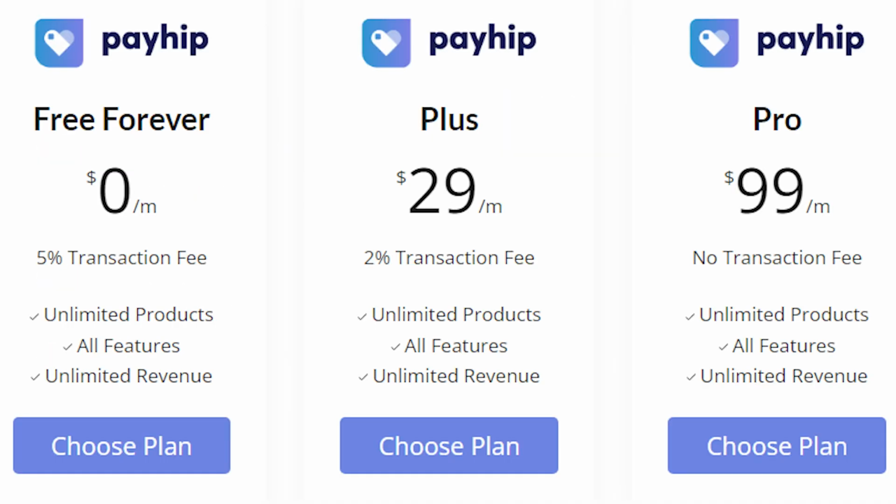When it comes to the pricing with Payhip, the pricing is as follows. The free plan, of course, is free forever. Payhip Plus is $29 per month. You get unlimited products, all features, and unlimited revenue. When it comes to Payhip Pro, it is $99 per month, unlimited products, all features, and unlimited revenue.